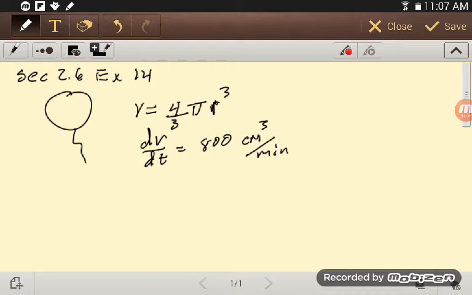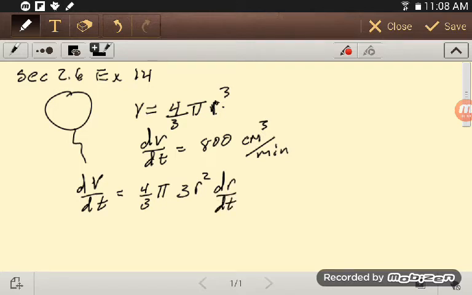And using the chain rule, since r is a function of t, V is a function of t, so the radius must be changing because pi isn't changing. So r is a function of t, and so we can also write down that dV/dt is equal to 4/3 pi. But then the derivative of r cubed would be 3r squared, but since r is a function of t, we need to multiply by the derivative of r with respect to t, the chain rule. And so we have this. Now the 3's cancel there.